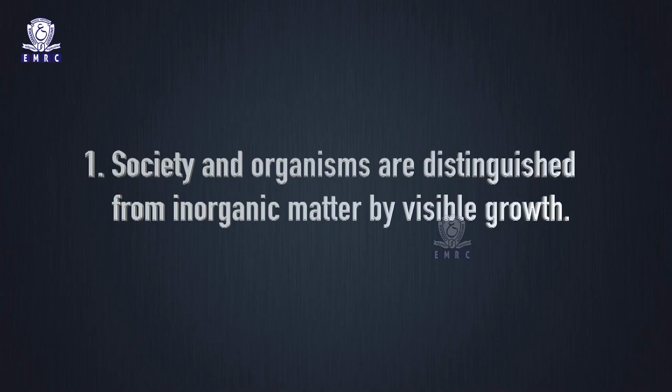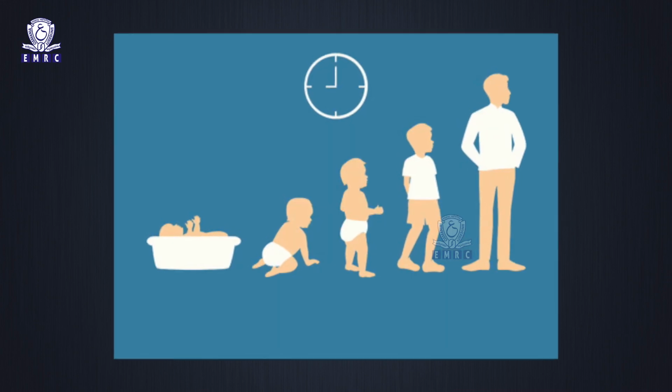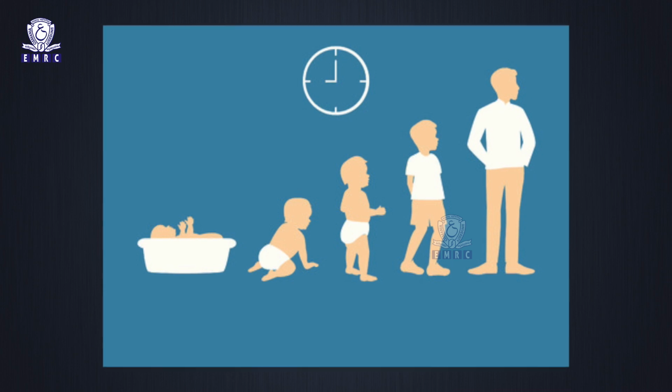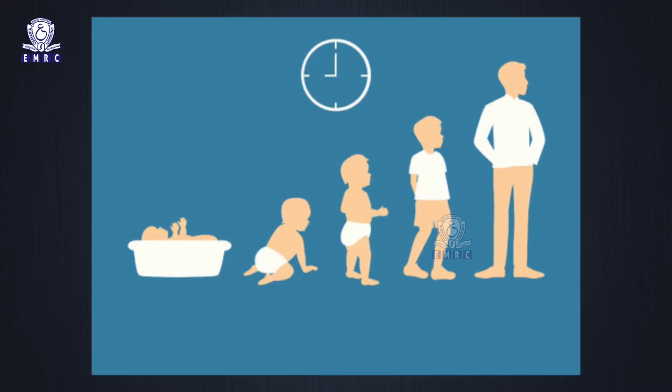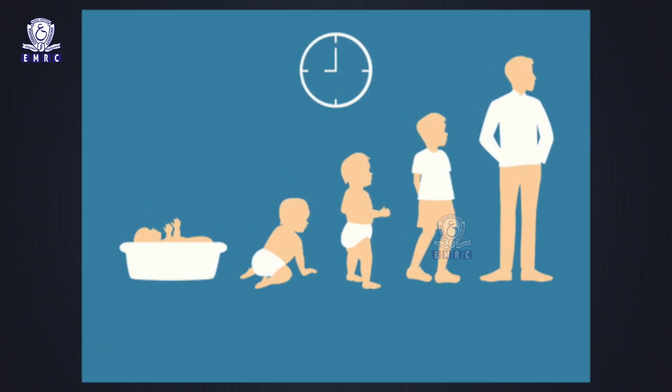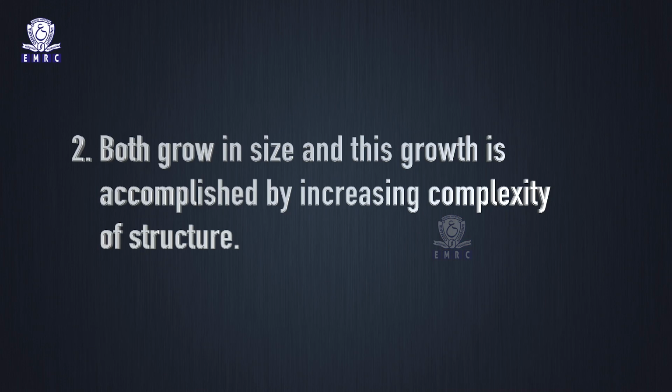Some of them are as follows. Firstly, society and organisms are distinguished from inorganic matter by visible growth. A child grows up to a man, a small community becomes a great city, a small state an empire. Secondly, both grow in size, and this growth is accomplished by increasing complexity of the structure.